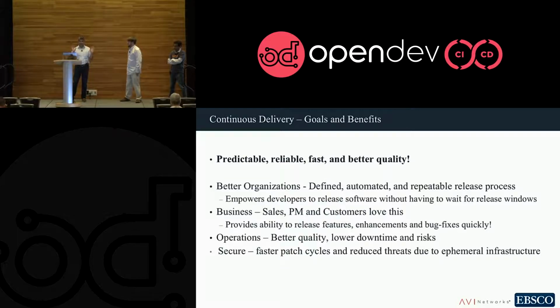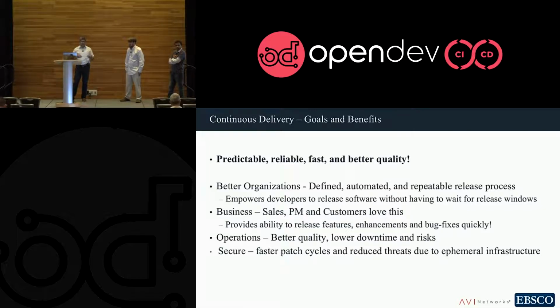The businesses love it, in terms of the sales team, PM team, and customers, because they can get releases much quicker, and bug fixes can be rolled out very quickly as well. It's very good for operations. No one in operations wants surprises on Thanksgiving Day or Christmas Day or shopping day. So this works very well for operations. There's better quality of software coming out, pretty much no downtime, and much lower risks in deployment.